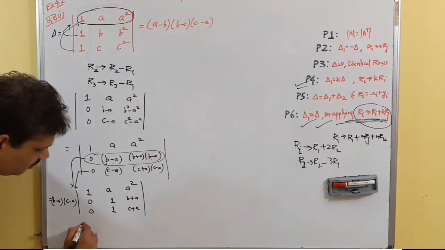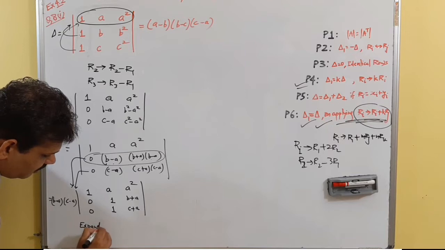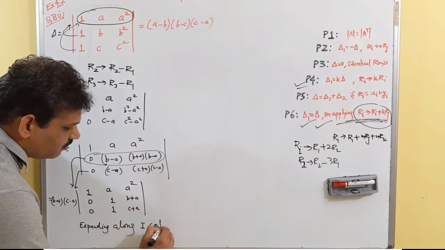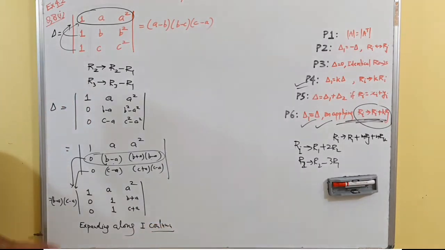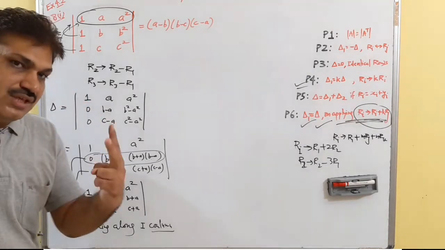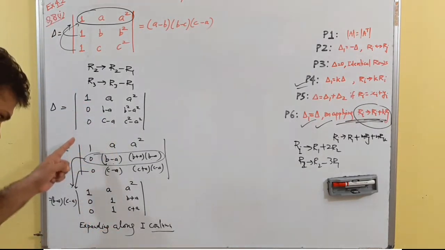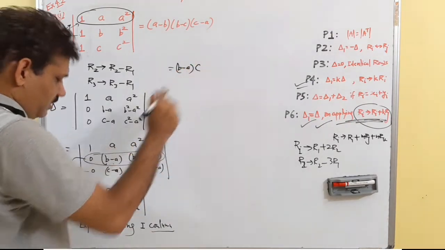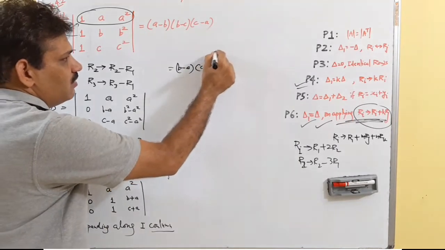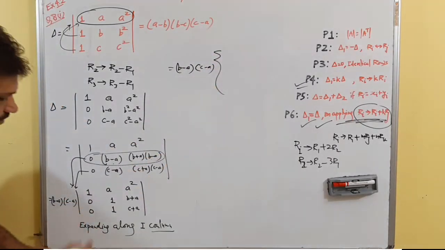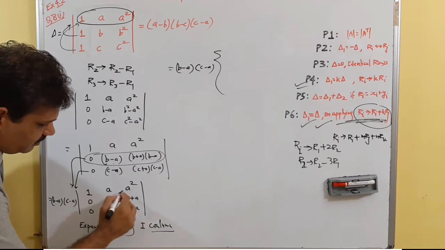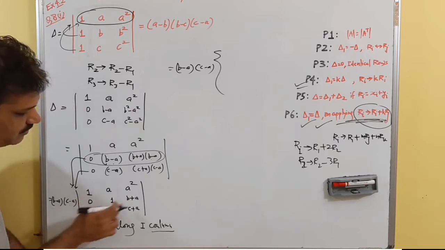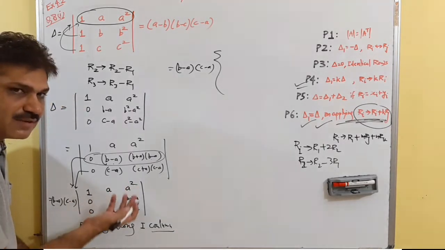Now expanding along the first column, what we did is we have made two zeros in a column. Now we expand along the first column. What it gives: b minus a multiplied by c minus a. Now when we expand this determinant, 1 multiplied by, we'll eliminate this row and this column, 1 multiplied by this minus 0 multiplied by the cofactor plus 0 multiplied, that will give us 0.